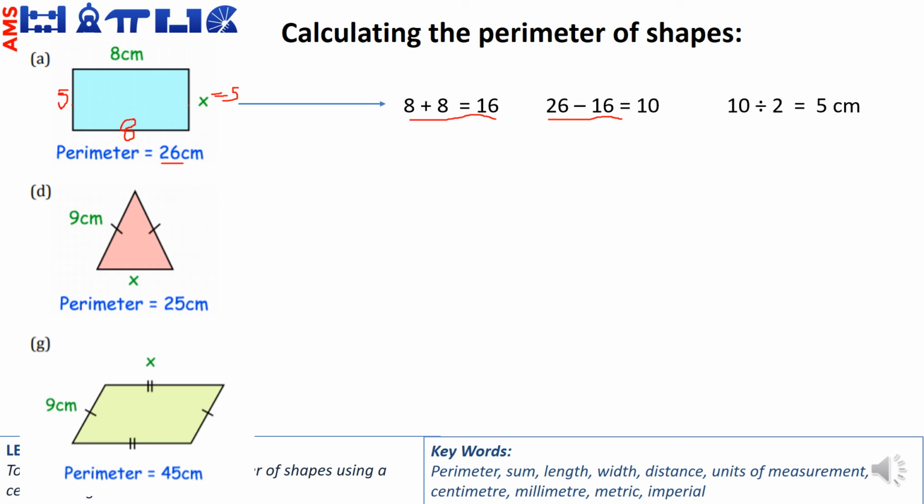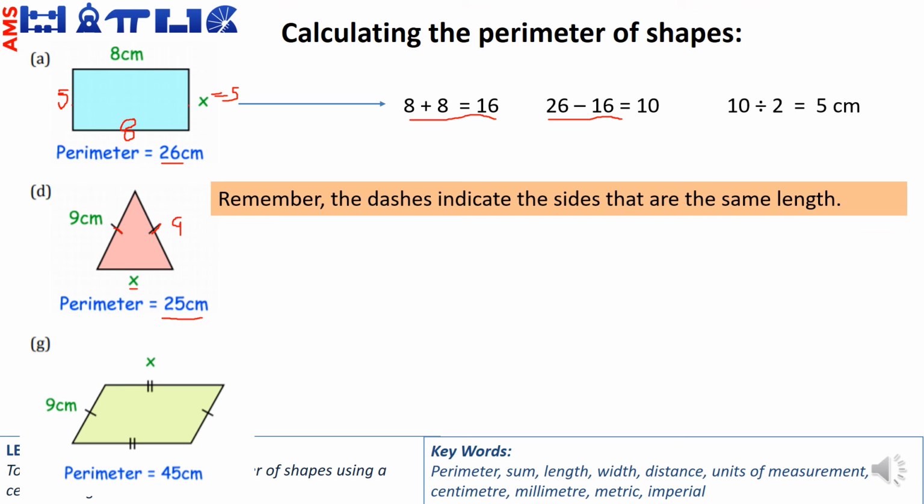Let us look at the second example where we have the triangle. We have two lines marked which indicate to us that the lengths are the same, and so we can mark on 9 centimeters there. Our task again is to find the length marked X. They told us that the perimeter of the triangle is 25 centimeters. Remember, the dashes indicate that the sides are the same length, which we have marked already.